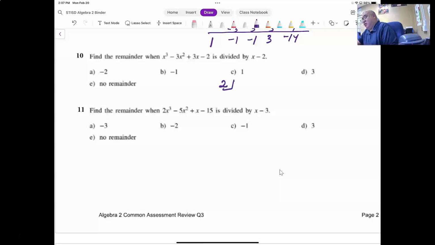Find the remainder when x cubed minus 3x squared plus 3x minus 2 is divided by x minus 2. So you have 1, negative 3, 3, negative 2, and we're going to use synthetic division. So we have 1, 2 times 1 is 2, negative 3 plus 2 is negative 1, 2 times negative 1 is negative 2, 3 plus negative 2 is 1, 2 times 1 is 2, negative 2 plus 2 is 0, so there's no remainder.